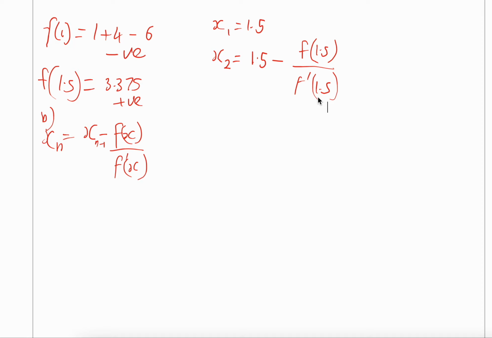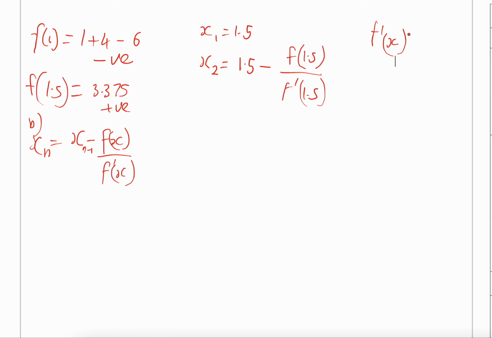In order to do that, we really need to find out what f dash x is. Going back to the original equation, f of x is x cubed plus 4x minus 6. So f dash x will be 3x squared plus 4. Is everyone okay with that? So we're putting our values in.